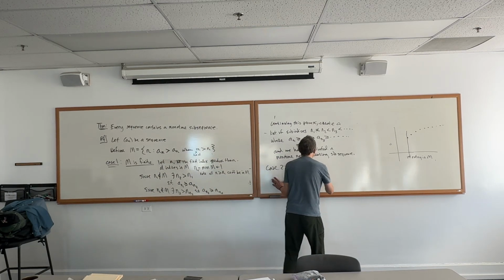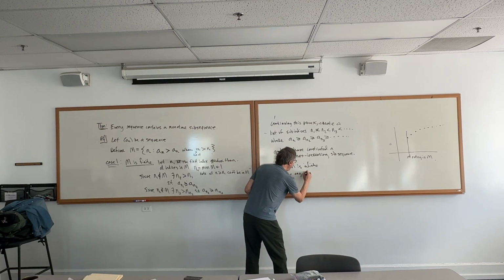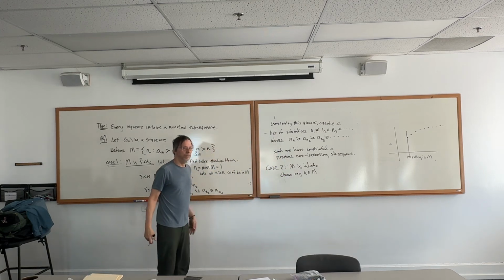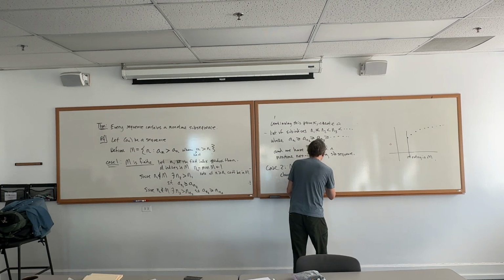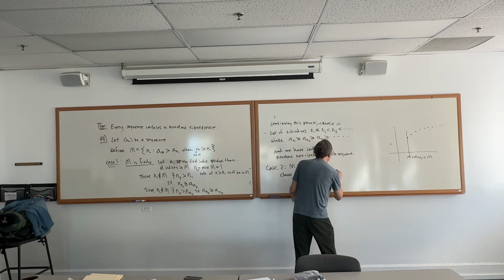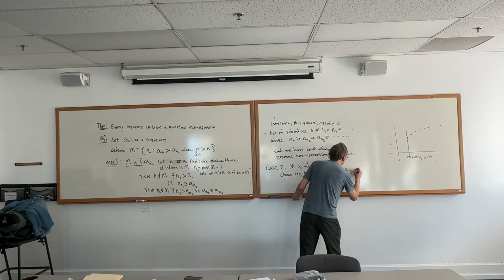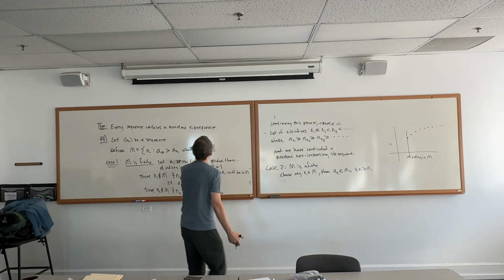So if M is infinite, choose any n1 in M. That's going to be our first index. Then a sub n1 is less than or equal to, strictly less than, a sub n for all n greater than or equal to n1. That's what it means to be in here.